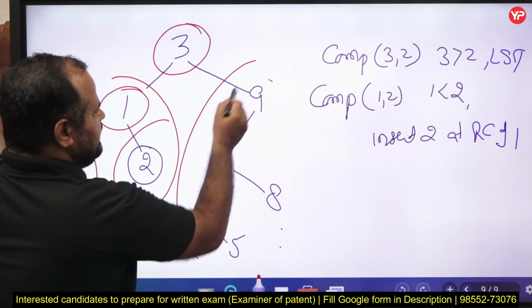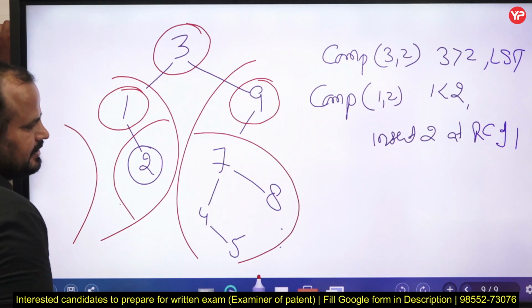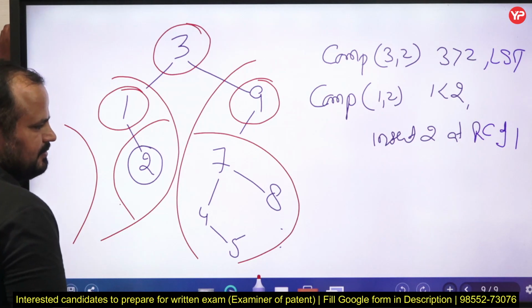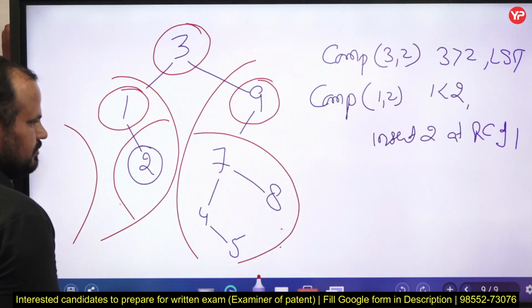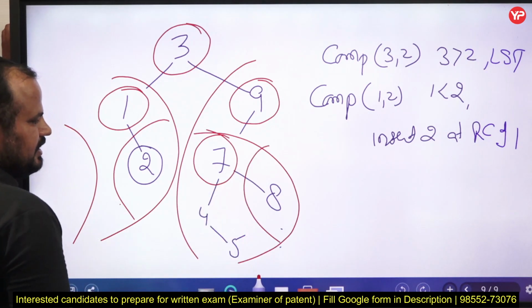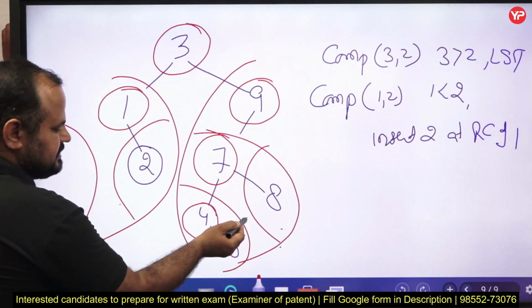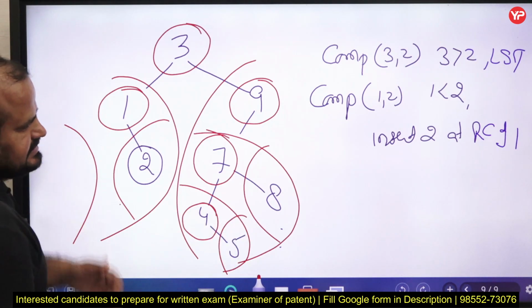Fine. Move to 9. All the elements which are less than or equal to 9 are in the left subtree. There is no element greater than 9. For 7, elements greater than 7 are in the right subtree, and those less than 7 are in the left subtree. For 4, elements greater than 4 are in the right subtree.